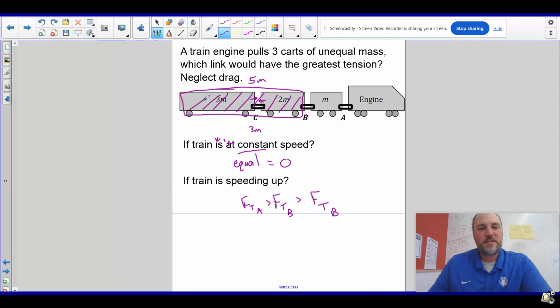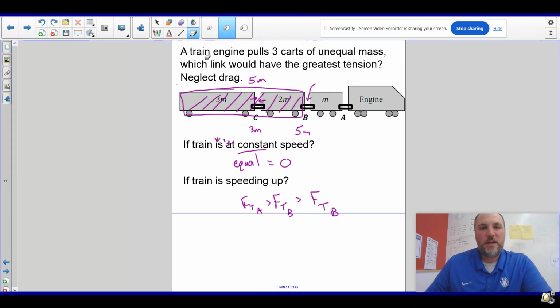So that would cancel out when I look at the total system of 5m. So if I look at link B specifically, I can say that link B is responsible for pulling along 5m at the same acceleration as everybody else. So if B has to pull 5m and C only has to pull 3m, then we could show that B must have a stronger tension because it's pulling more mass.